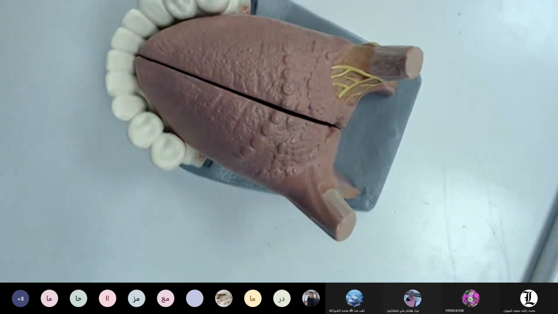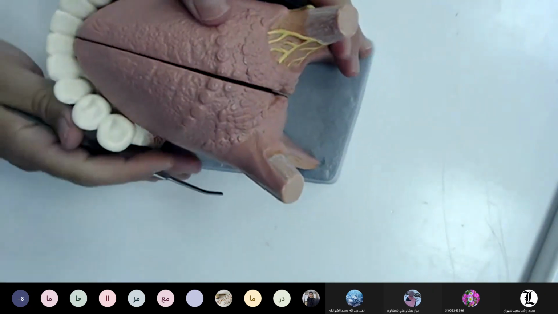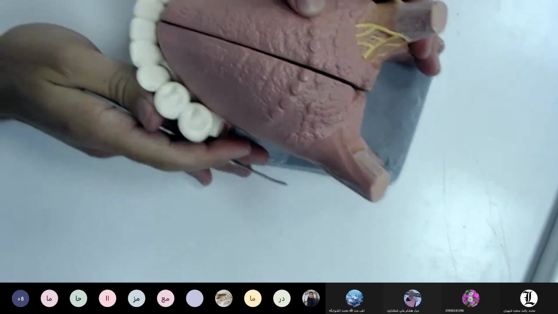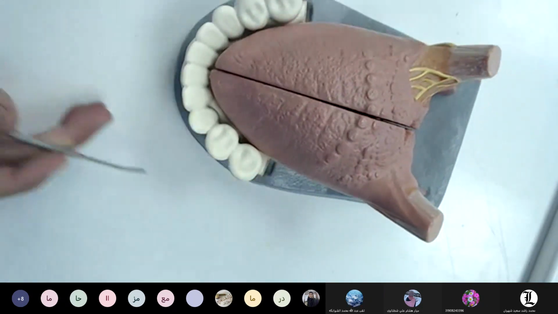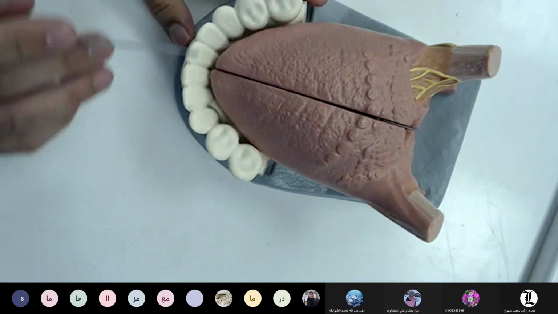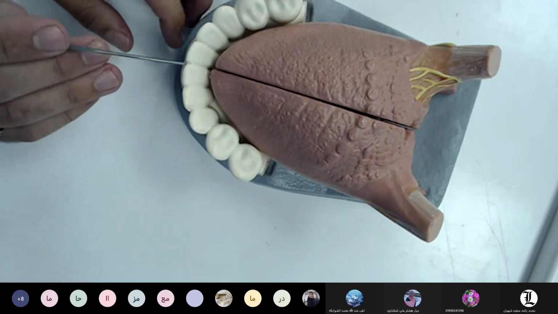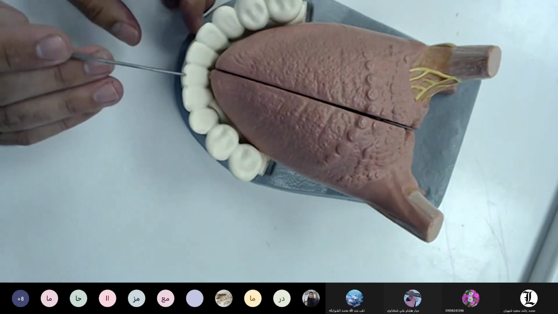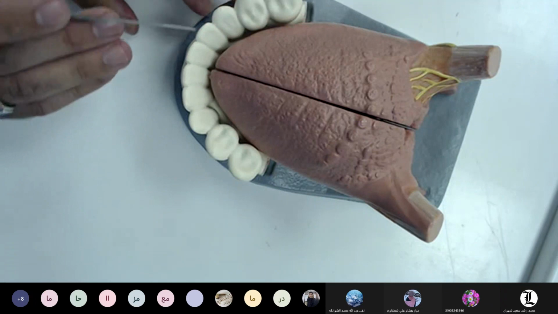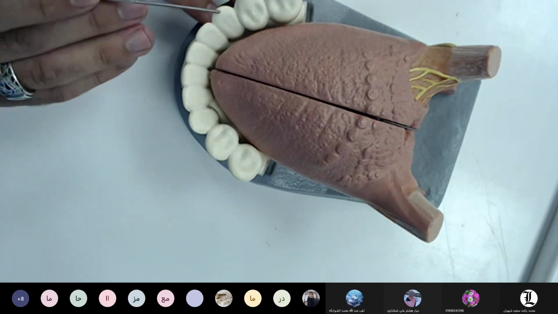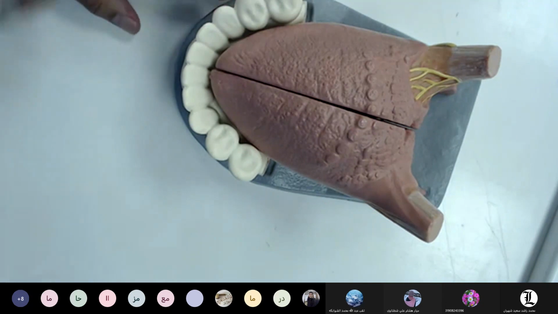Also, guys, this is a model which is, I would say, a good model of the tongue. So here, guys, the mandible and your lower teeth, and of course these are the central incisor and the lateral incisor and canine on the right and the left, and we can see the first and second premolar.